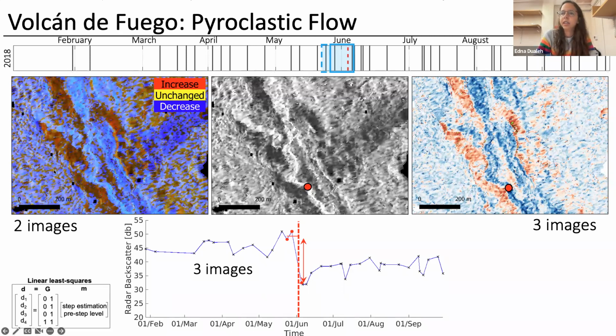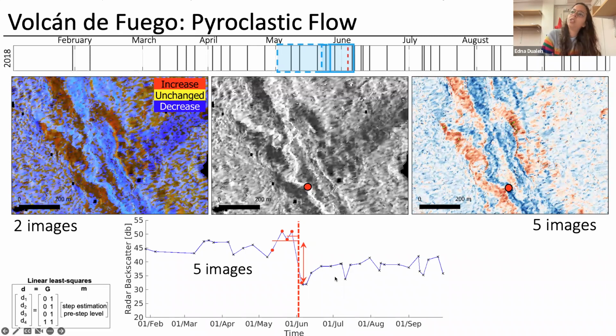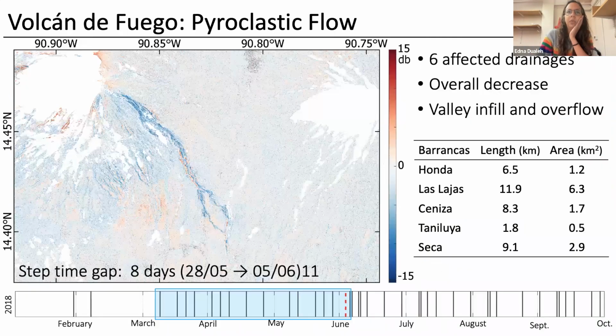And we can add more images into this step estimation. This is it with 5 images and then with 15. So it's clearing up the image a bit better. And if we apply this to our whole scene, we get something that looks like this. It's similar to the RGB images I showed earlier. However, you can see that the boundary of the pyroclastic flow is much sharper now.